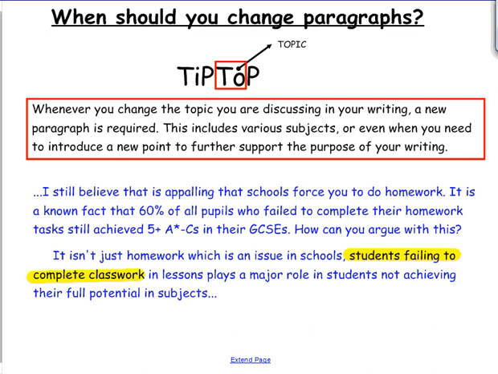Topic. Whenever you change the topic you are discussing in your writing, a new paragraph is required. This includes various subjects, or even when you need to introduce a new point to further support the purpose of your writing.